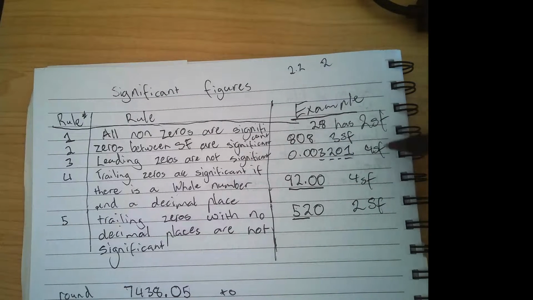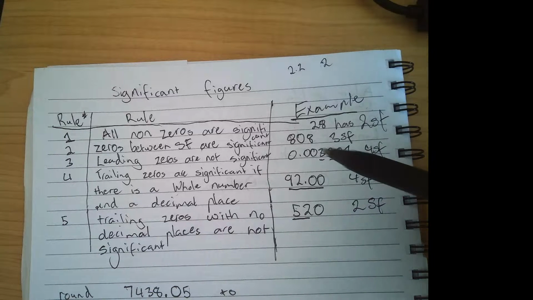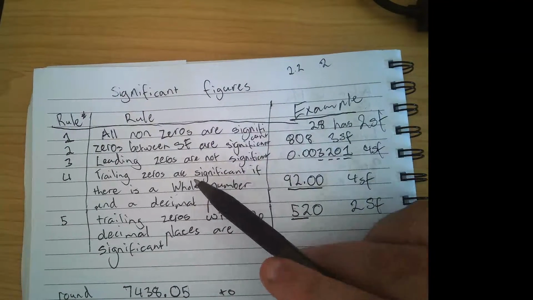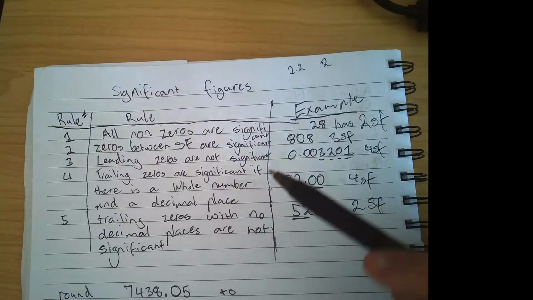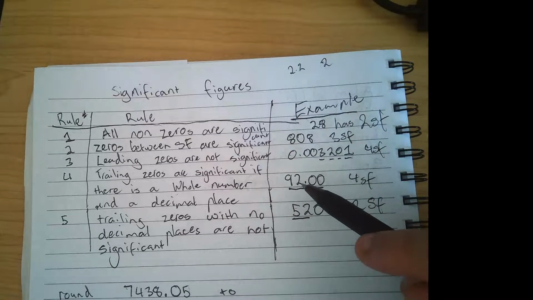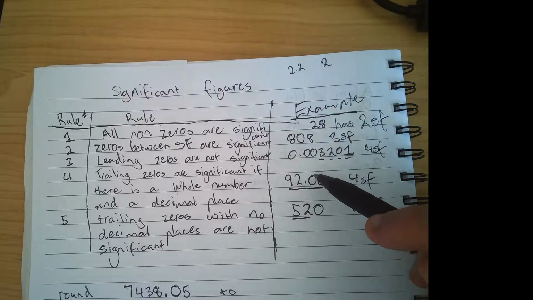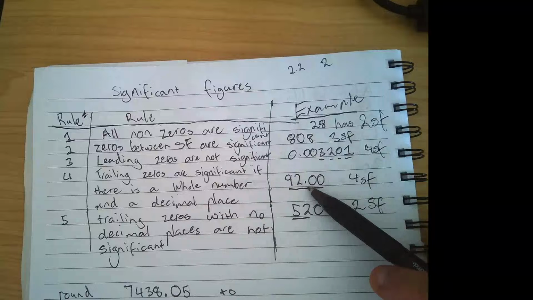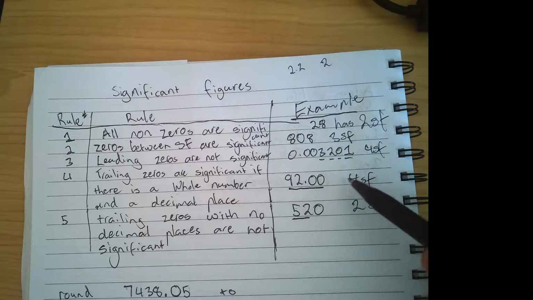So those 3 rules are the main ones, and they're probably the easiest to understand. The last 2 are a little bit trickier. Trailing zeros are significant if they're after a whole number and there is a decimal place. So for example, 92.00 would be 4 significant figures, and the reason for that is essentially you've said that, for example, this was in kilometers. You would say it's 92.00 kilometers.